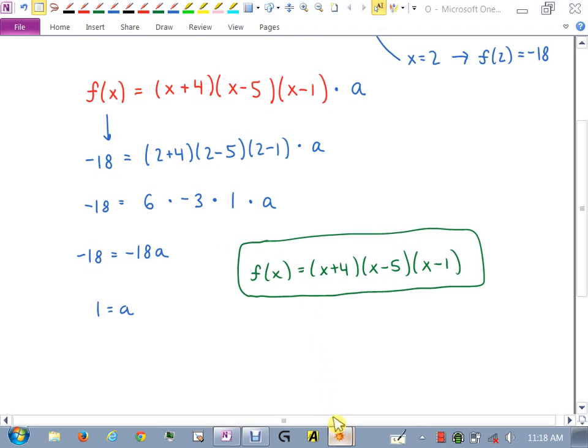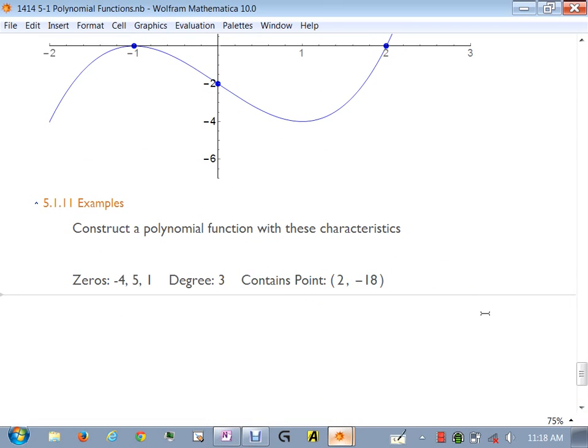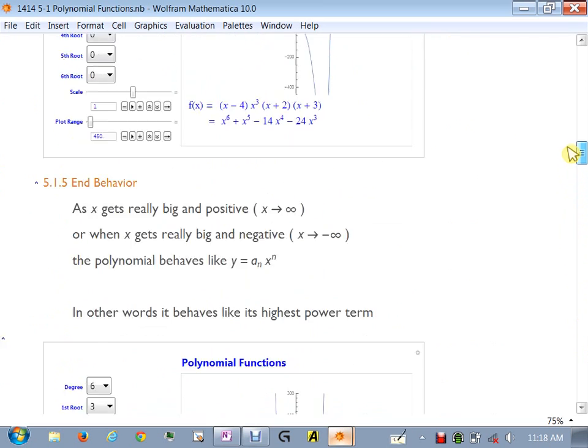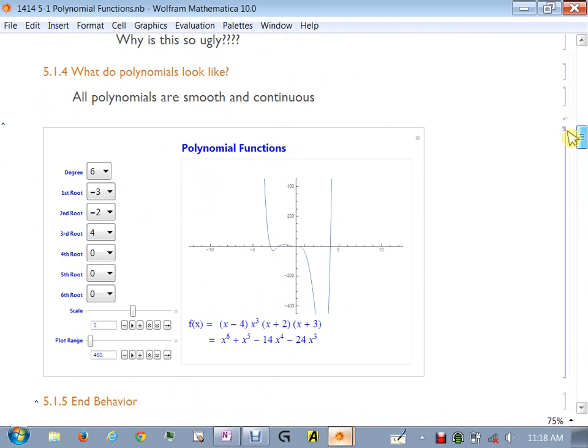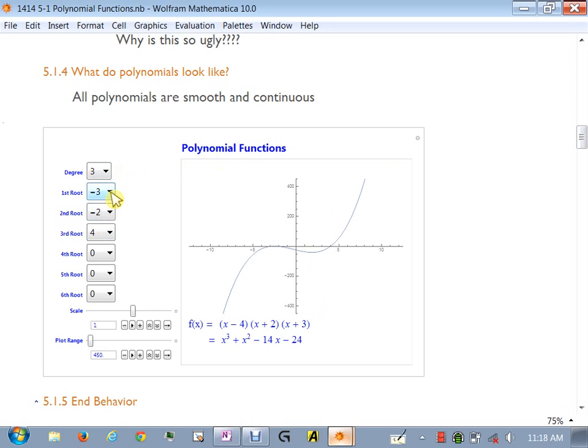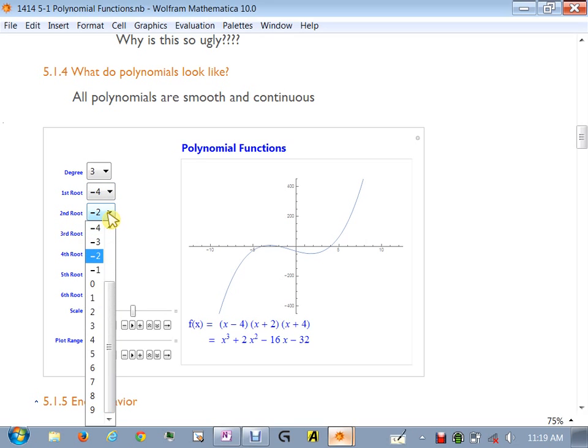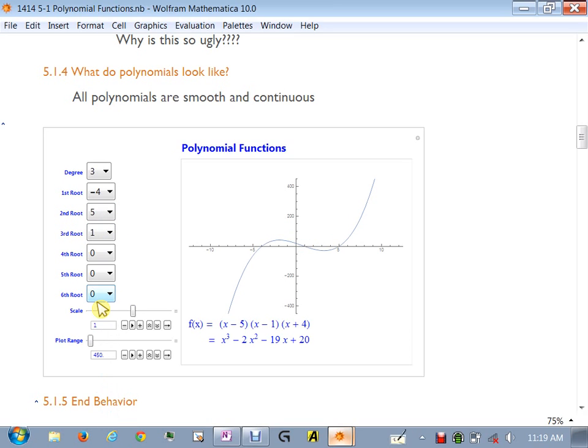So let me go look at that demo I had from last class. Where is it? Right here. This will be good enough. We said that we had a degree 3 polynomial, right? We said that one of the x-intercepts was what? -4. The other one was 5 and then 1. Okay, and so this is what we think it is, right? Right here. And we wanted it to go through the point 2, -18.